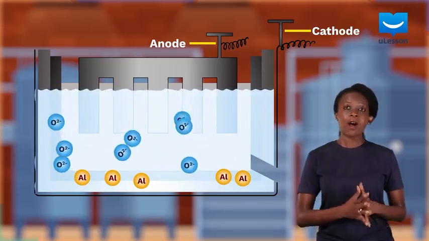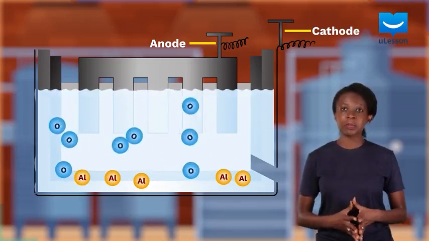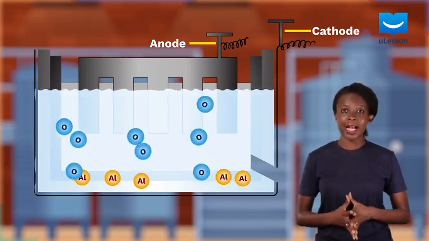At the anode, oxygen ions are electrically discharged. This results in the formation of oxygen gas.